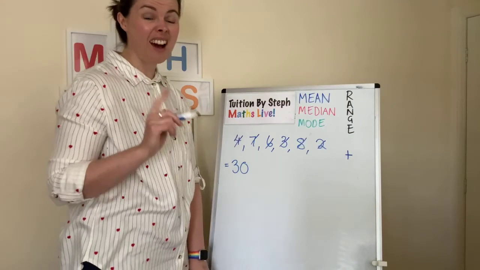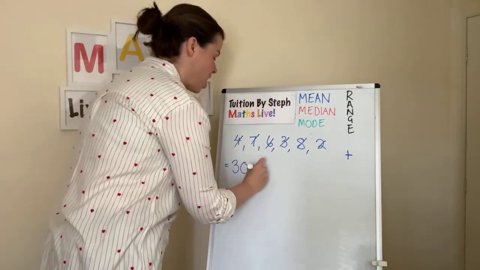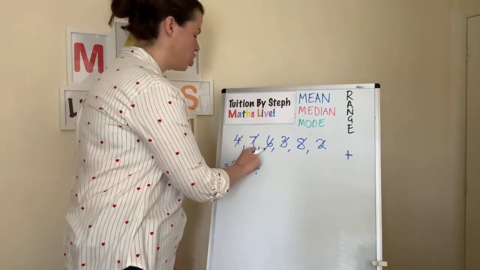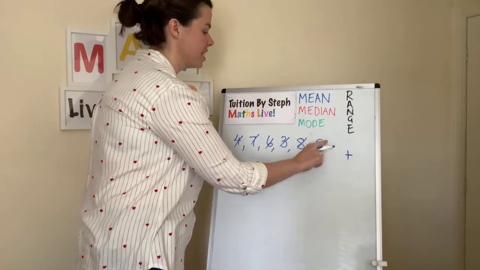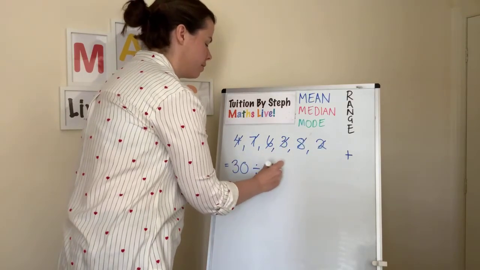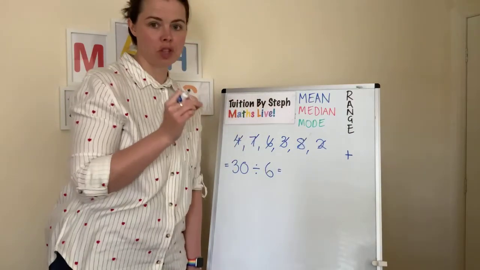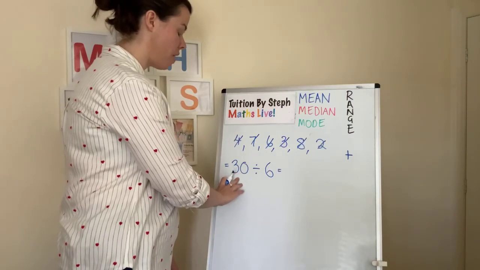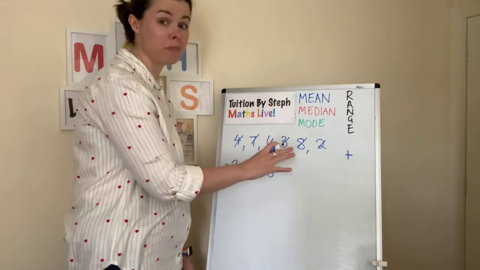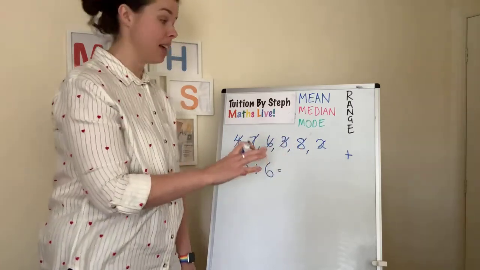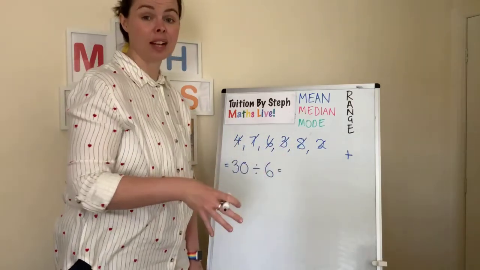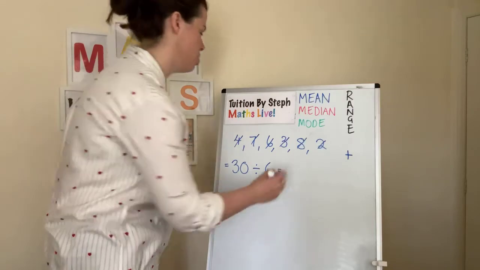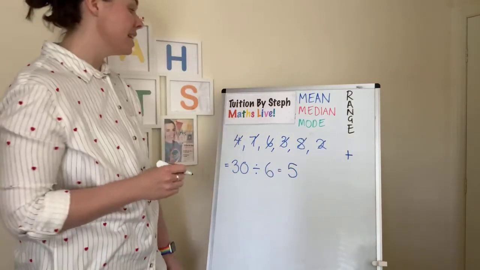And then I divide that answer by 1, 2, 3, 4, 5, 6. So you add all the numbers that you've got up, you will get a total, and then you divide that total by however many numbers there are in that sequence. So you do 30 divided by 6. Let's use our 6 times tables. 6, 12, 18, 24, 30. So the mean is 5.